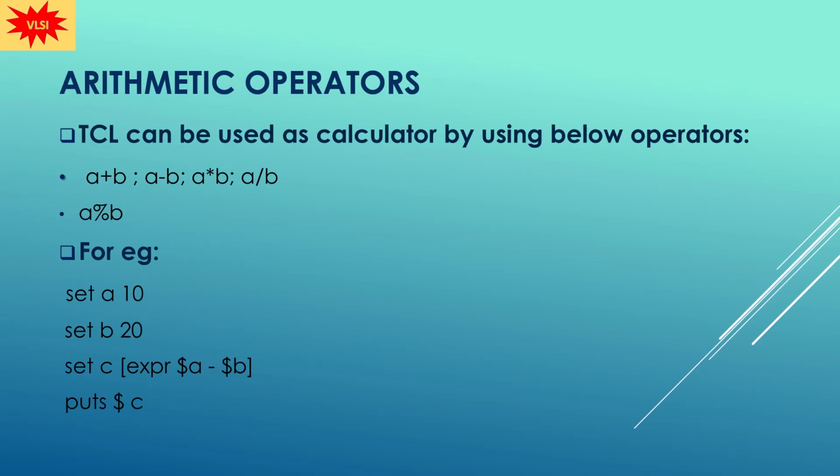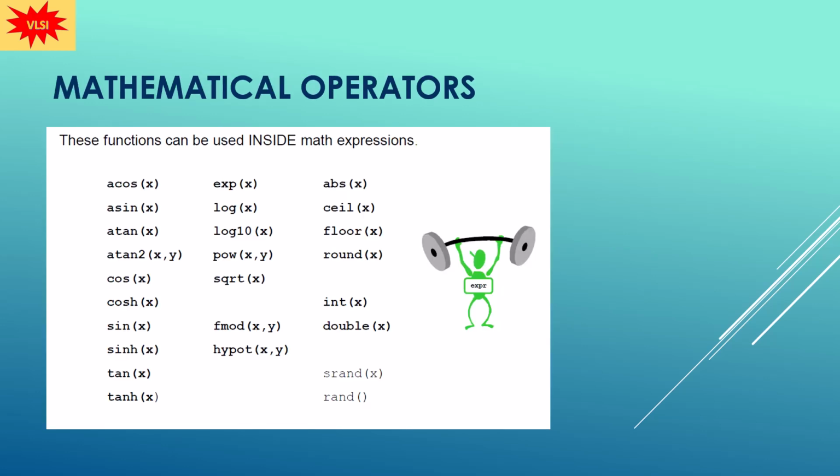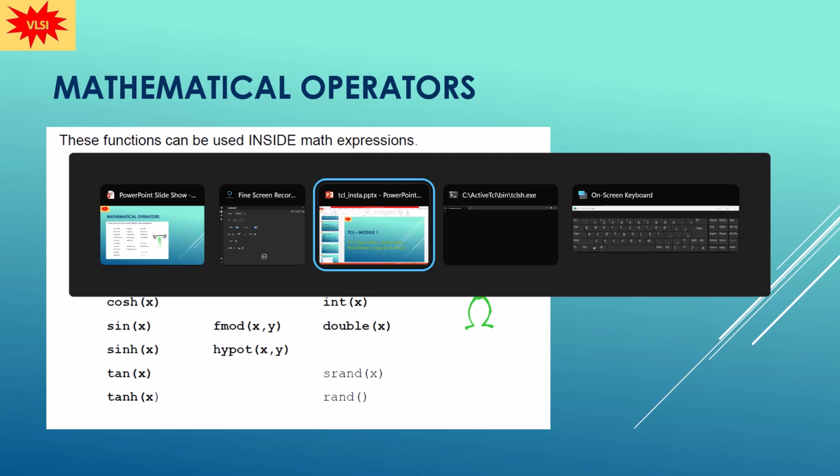As I mentioned just now, TCL can be used as a calculator by using the operators below: A plus B, A minus B, A multiplied by B, A divided by B, A percentage of B, and furthermore. We'll be seeing some examples of these in our TCL console. Before we do some calculations on the TCL console, let me give you an idea of other mathematical operations that we can do with TCL. So let's start with our practicals.